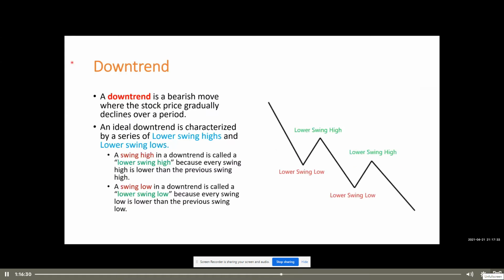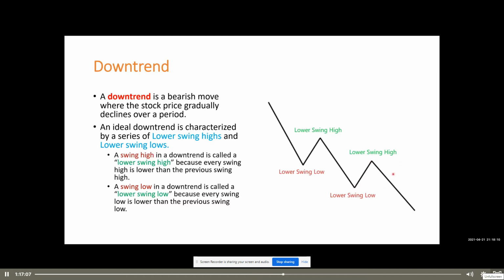Now let's look at a downtrend. A downtrend is a bearish move where the stock price gradually declines over a period, right? So it's the same concept. Downtrend, as the name implies, the stock price moves down over a period of time, right? And same concept, there is a swing high here, another swing high here, and every swing high that's formed is lower than the previous swing high. So this swing high 2 is lower than the previous swing high, and that's why it's called a lower swing high, right? And every swing low here that's formed is lower than the previous swing low, and that's why we call it a lower swing low, right?